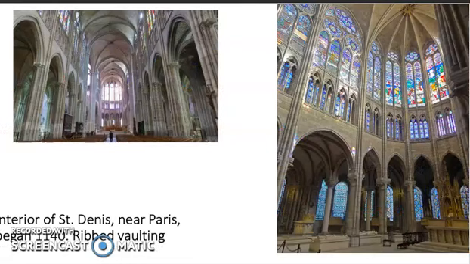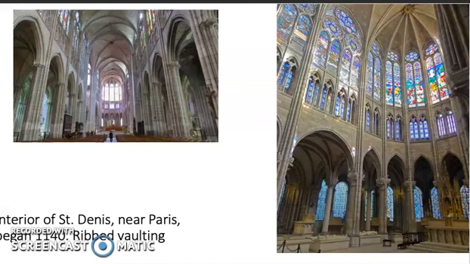The Gothic style of architecture is said to have begun with the construction of this church, Saint Denis, built near Paris, begun in 1140. Look at the ceiling. You can see the slightly pointed arches rather than the rounded arches of the Romanesque style. And you can also see what's called ribbed vaulting. See those rib-like architectural elements on the ceiling?